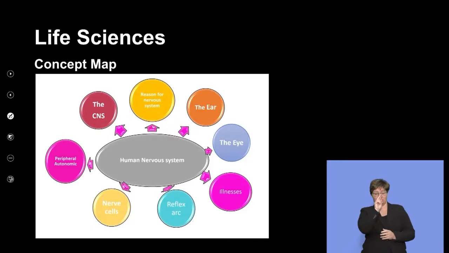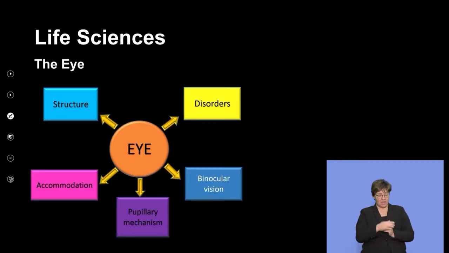Right, so let's have a look. We are busy with the human nervous system, right? So we've done all these concepts already, and now we're going to move further with the eye. As you remember in the previous sections, we did the structure of the eye, we did accommodation of the eye, and now we're going to look at pupillary mechanism.